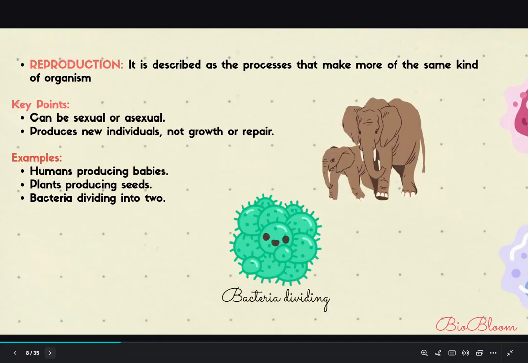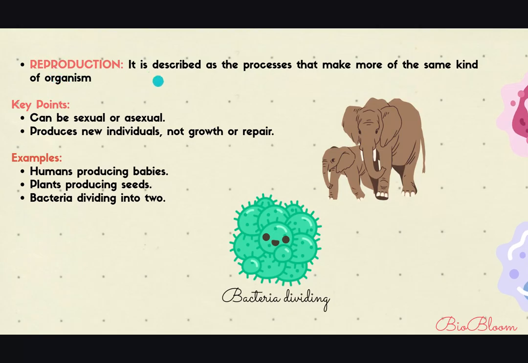Perfect. Let's move ahead. Now, next is reproduction. The basic definition is that it is the process that makes more of the same kind of organism. Remember, it does not mean growth or repair. Reproduction is not growth. Do not confuse reproduction with growth, because reproduction is all about producing new individuals.